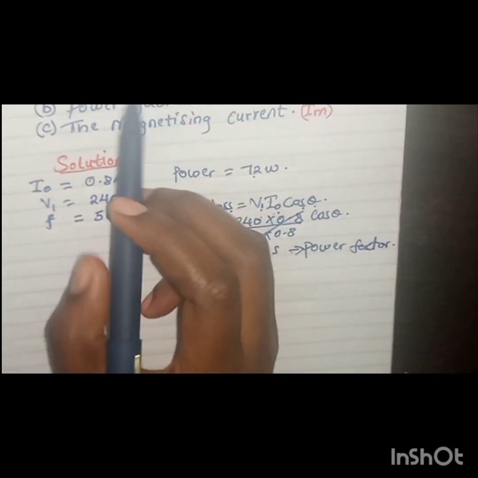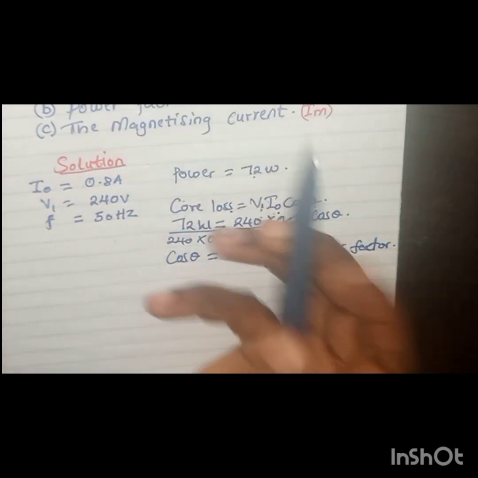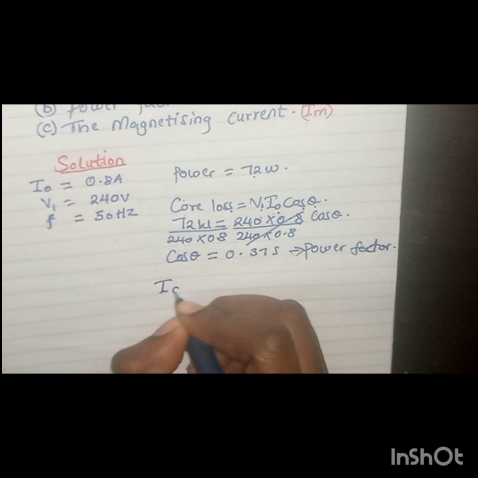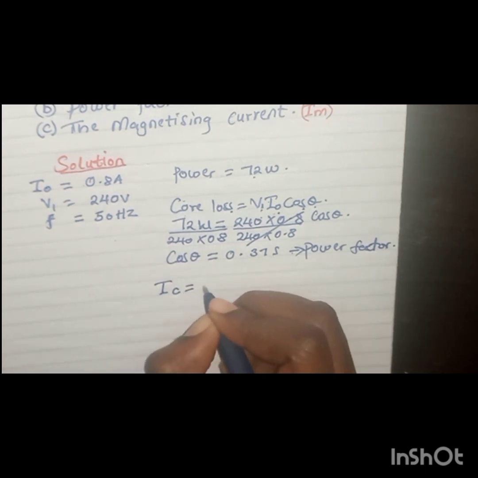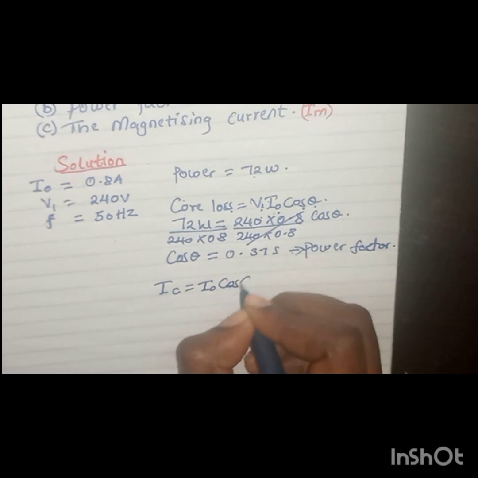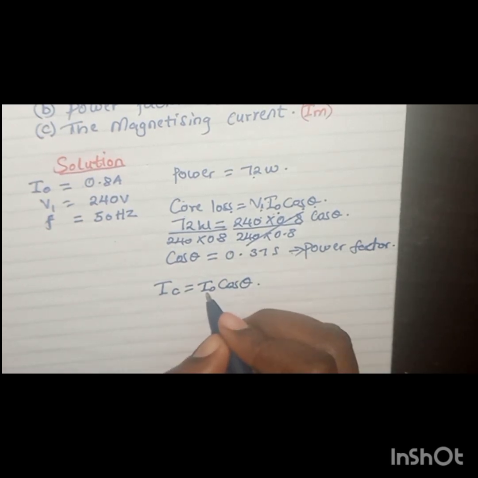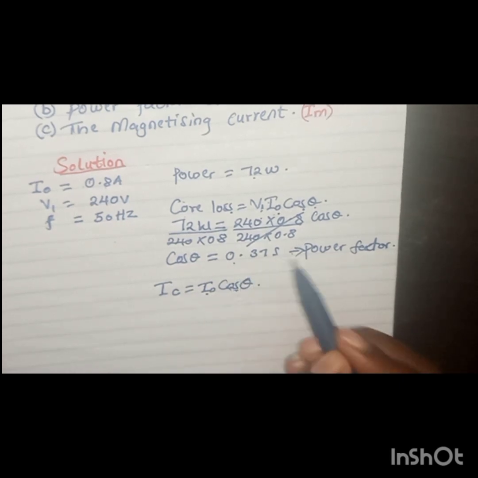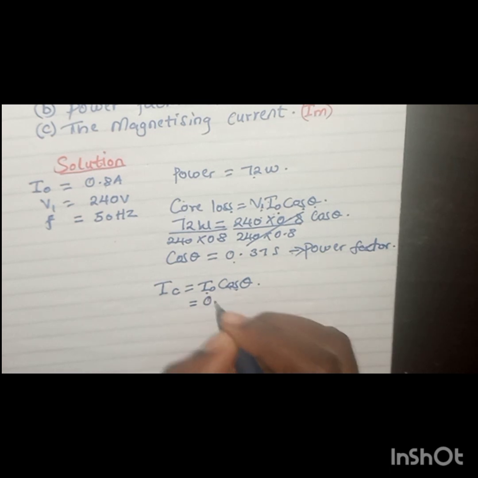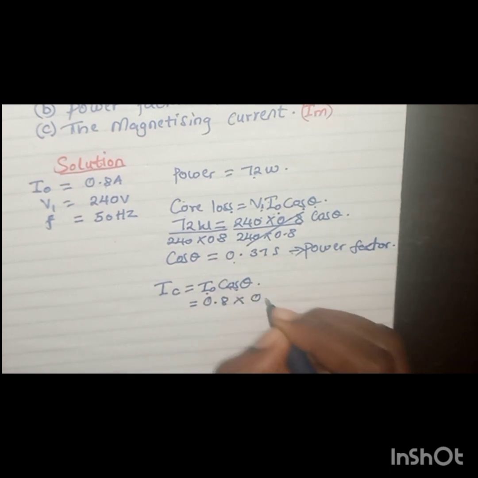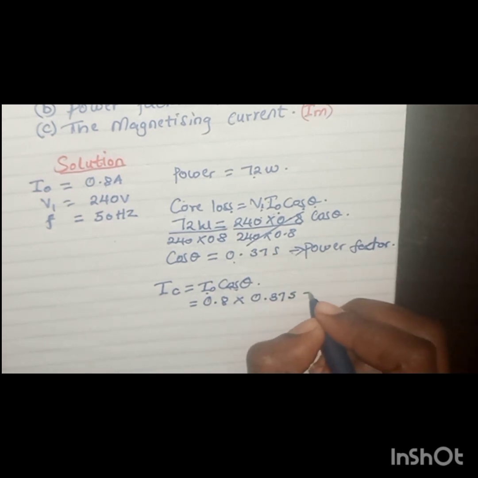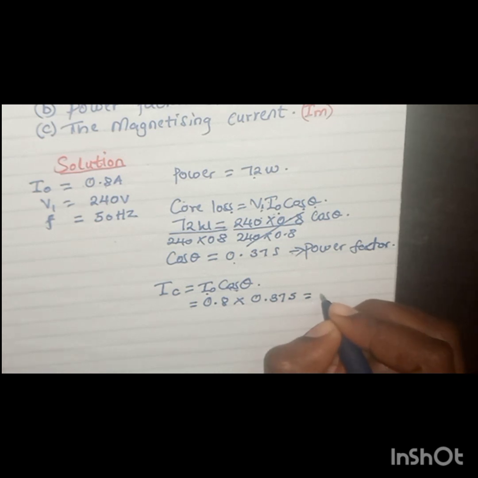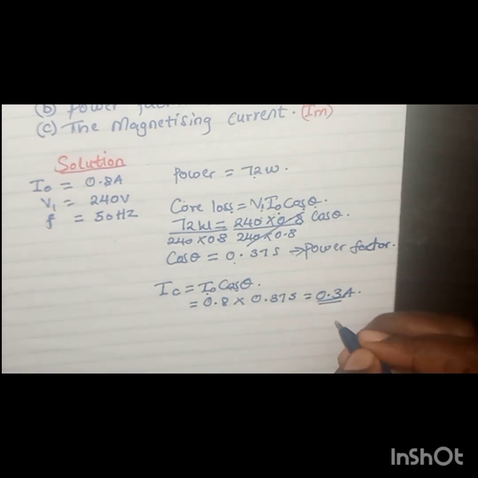So let us look at the iron loss current, which is IC. This IC will be equal to I naught cos theta. I have I naught as 0.8 and cos theta as 0.375. So I just replace here: 0.8 times 0.375. When we work this out, this current becomes 0.3 amperes. That is the iron loss current.